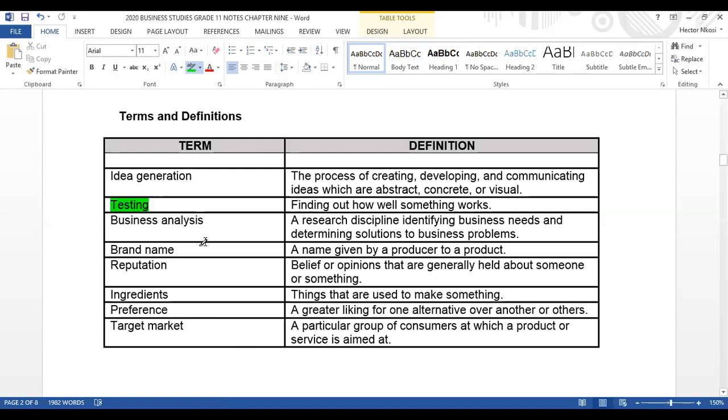Then we're going to look at our preference. We know that a preference is something that works for someone. So it's a greater liking for one alternative over another, right? So if you've got 5 things and say you must choose one, what you're going to choose from that 5 is your own preference. Then you also have your target market. A target market is a particular group of consumers at which a product or service is aimed at, right? So let's say now you are selling, let me just make an example.